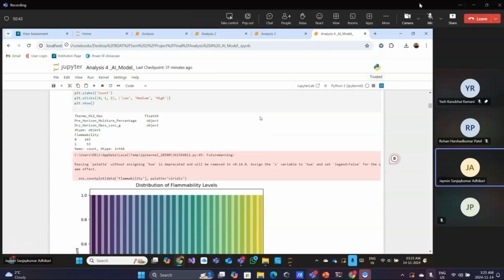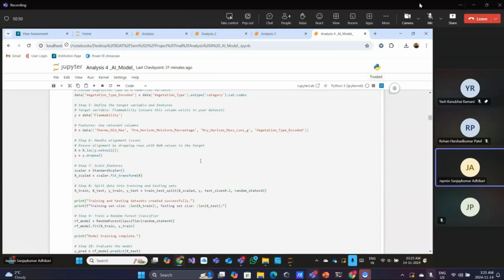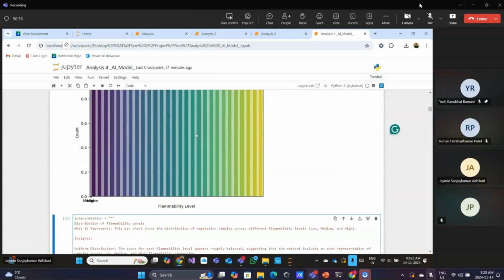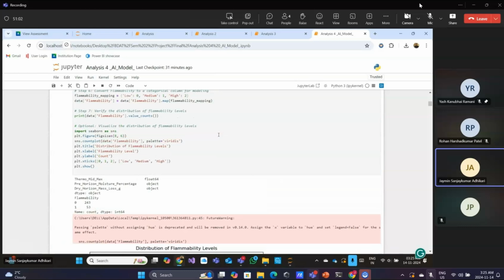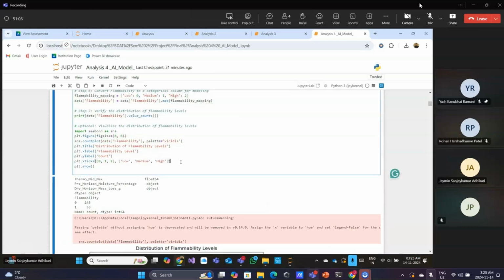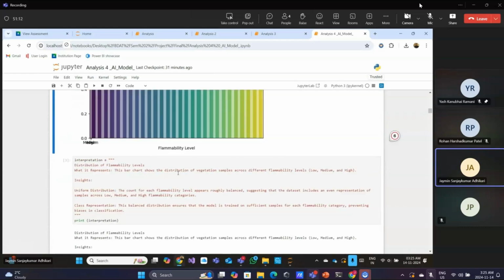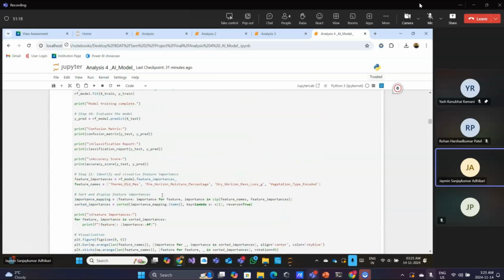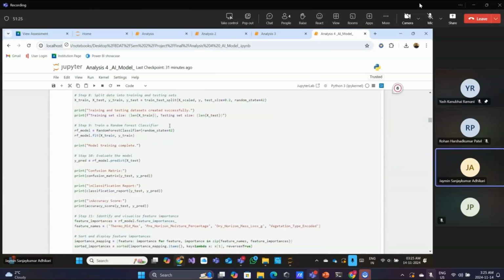The very first model is a random forest classifier. We distribute the flammability levels, which are low, medium, and high, and then predict the flammability as per the features of our data. This is the code for the random forest. Here we have assigned 242 decision trees to make our random forest.